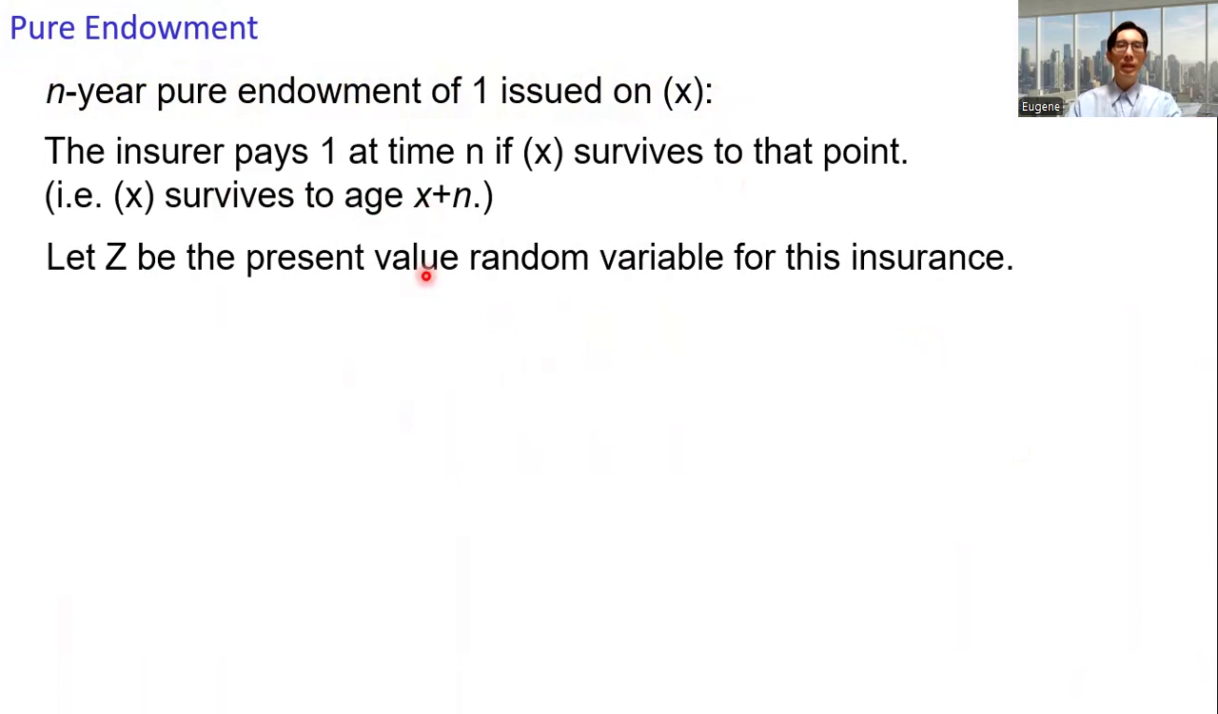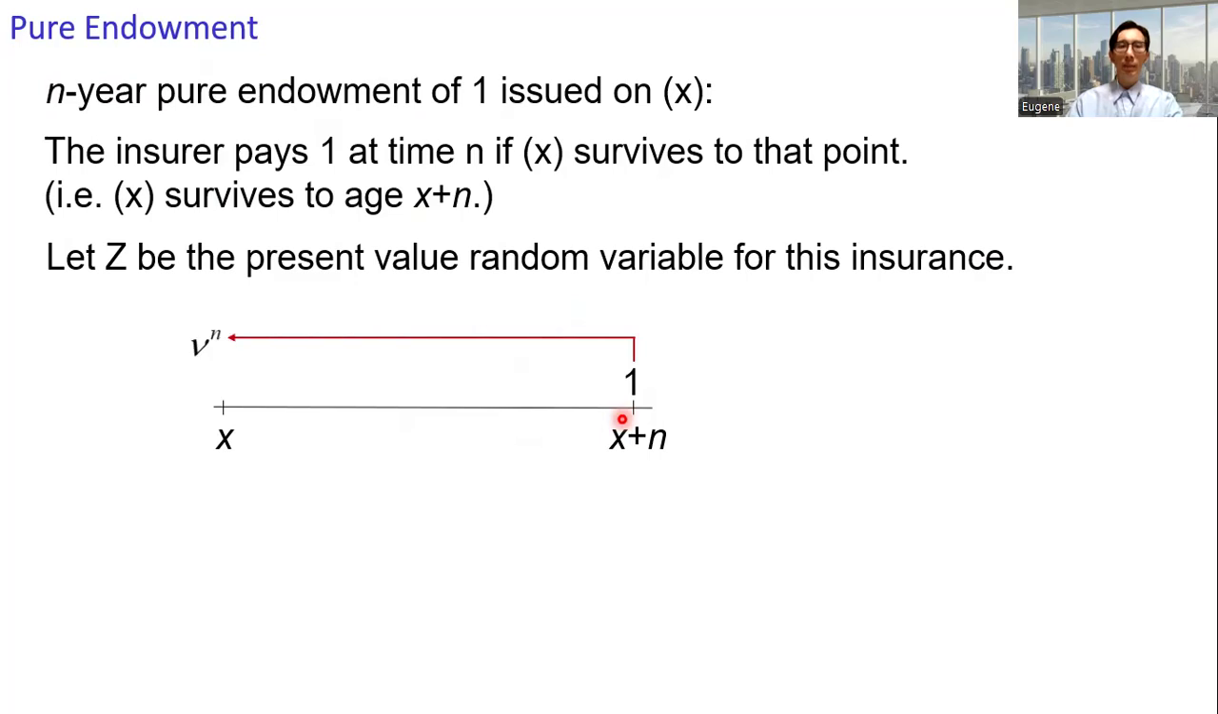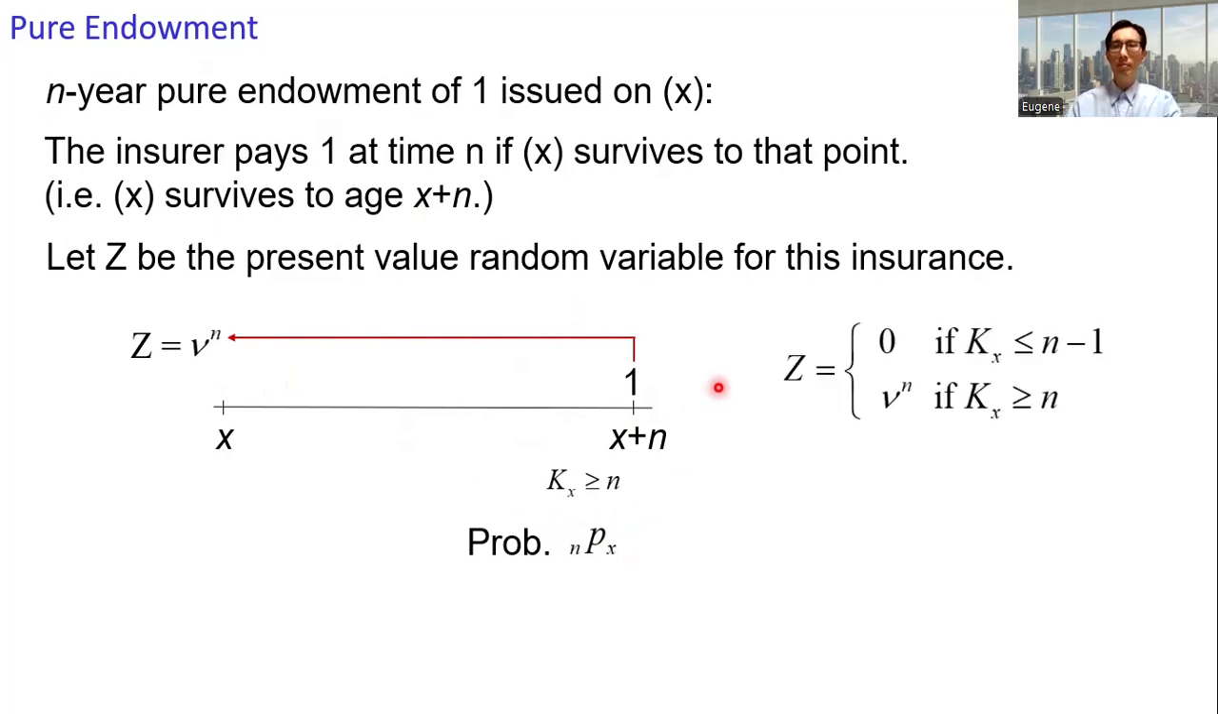Let Z be the present value random variable for this insurance. We have a 1 payable at this time point. The present value is v to the power n. The probability is that Kx is greater than or equal to n, that is npx, and we have the PMF of Z.